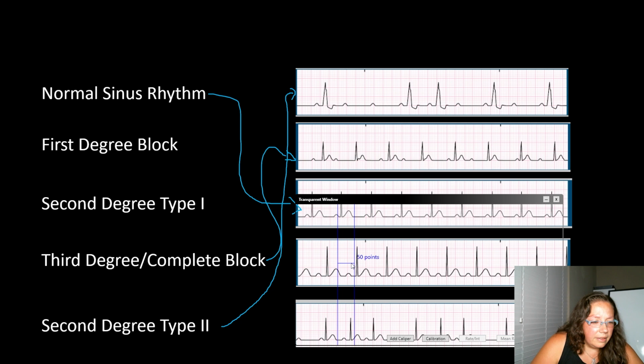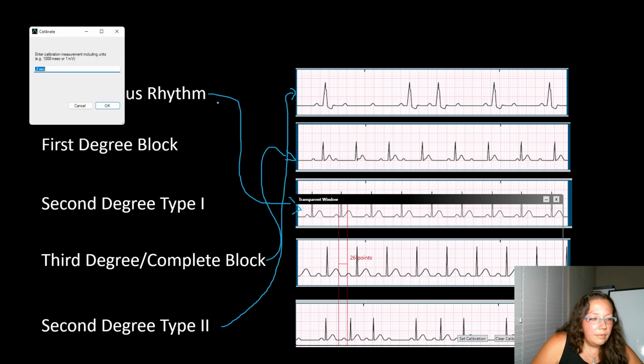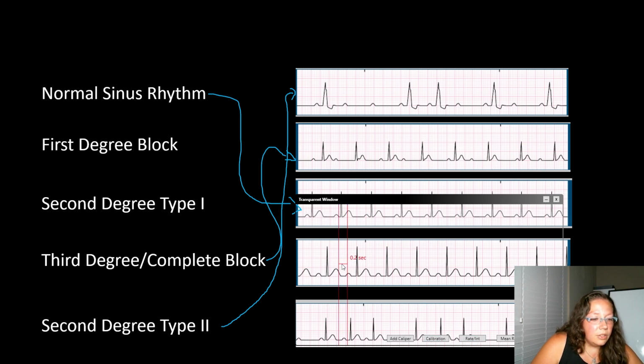Never guess. If you have the ability to use calipers on a test, use it. Don't ever guess, because the time that you guess wrong, you get it wrong, and then you have to do it over. We used to do a rhythm test at work. This is the first year where we don't have to do a rhythm test, and I would always fail because I didn't slow down and look at what I was doing and think. And I would miss first degree blocks. I would miss second degree type 2 blocks. So slow down, use your calipers if you have it.